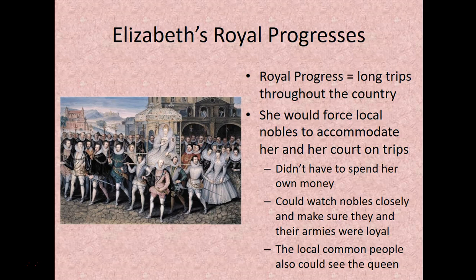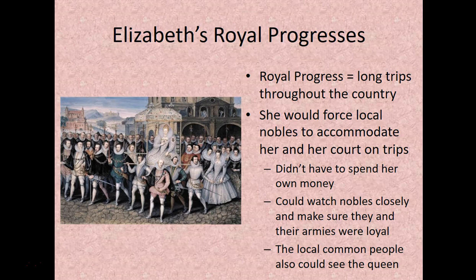It's kind of like when we talked about Louis XIII and Cardinal Richelieu and how they had intendants to watch over the nobles in those different districts. Elizabeth is actually watching them herself when she goes on these progresses.